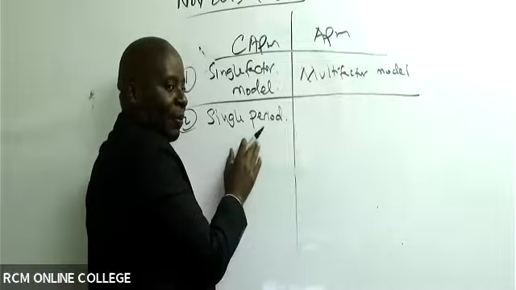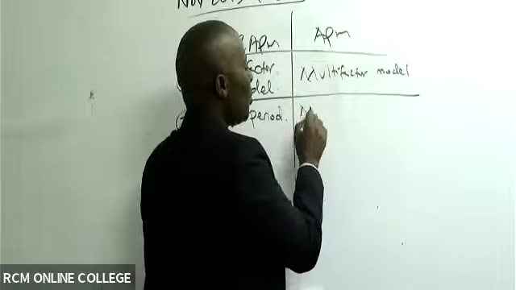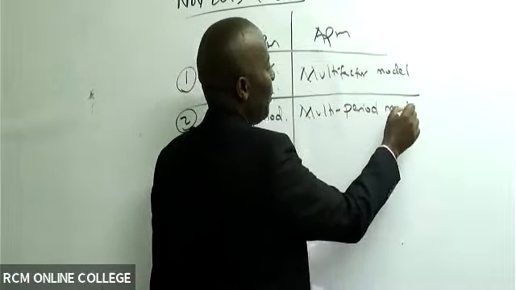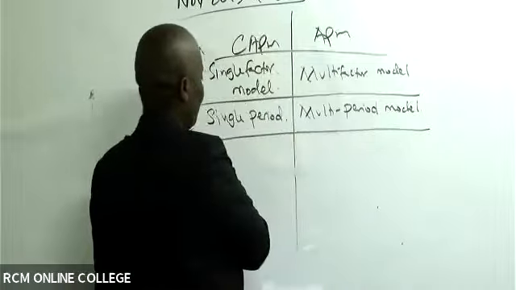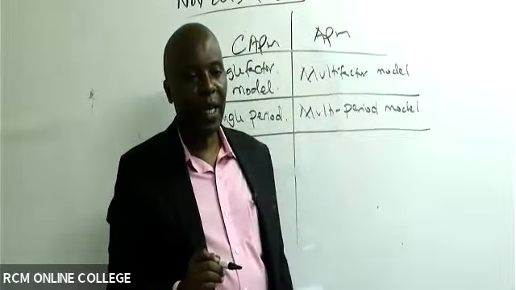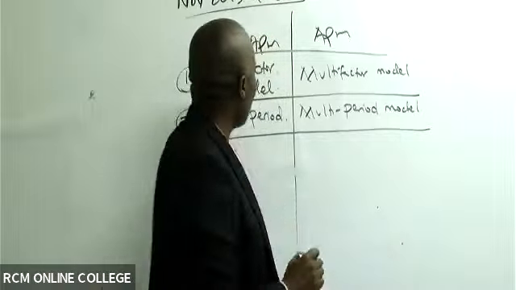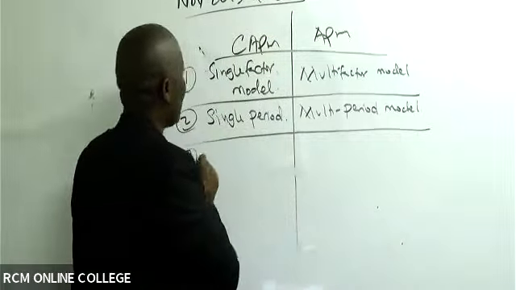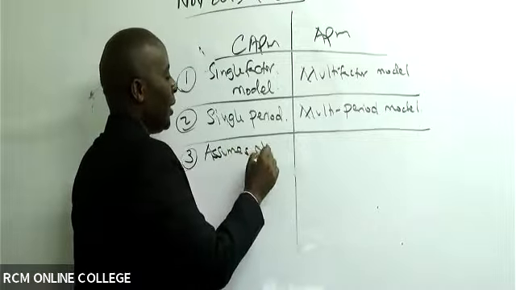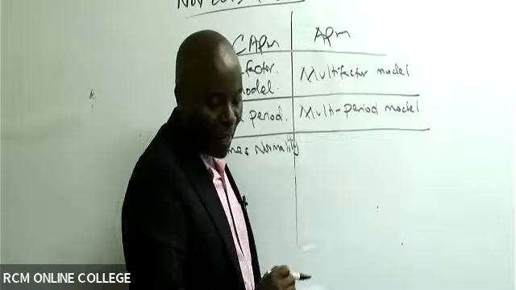Like for example, 7% per annum. But here, APM is multi-what here? Multi-period. It's a multi-period model. So flexible. The other thing you're supposed to know, ladies and gentlemen, is that CAPM always assumes normality. It always assumes what here? Normality.